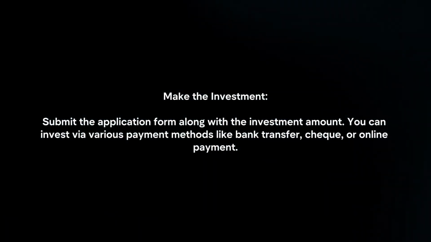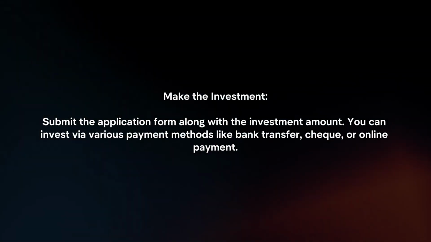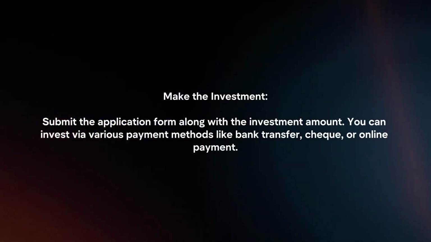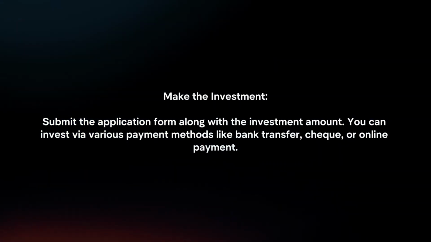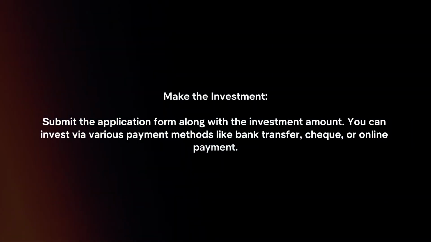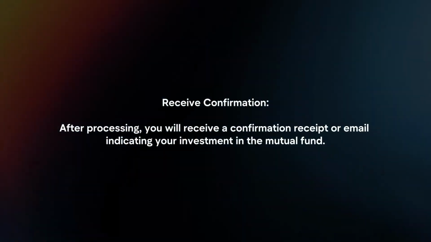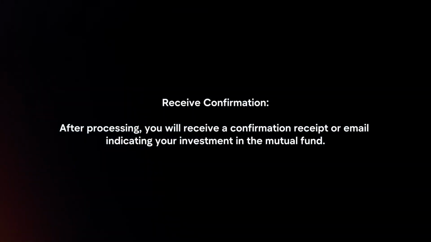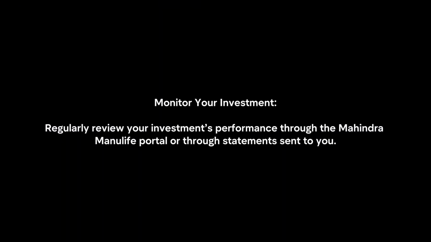Make the investment. Submit the application form along with the investment amount. You can invest via various payment methods like bank transfer, check, or online payment. Receive confirmation. After processing, you will receive a confirmation receipt or email indicating your investment in the mutual fund. Monitor your investment. Regularly review your investment's performance through the Mahindra Manulife portal or through statements sent to you.